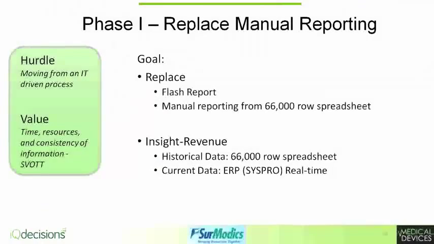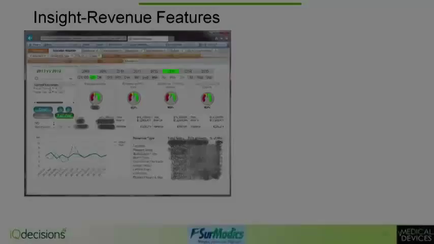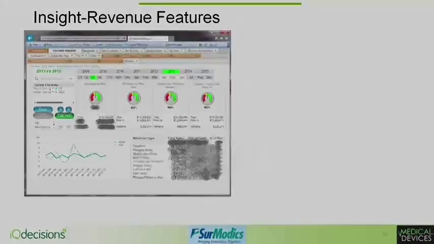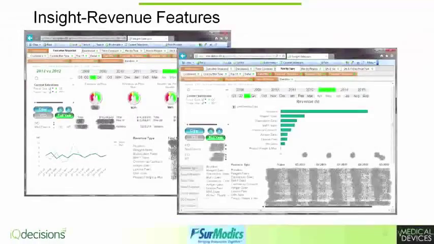Then we supplemented it with real-time data from our current ERP system. So now you have up-to-date information about what's happening in the organization. This is our executive snapshot. It gives you the ability to take a look at different time frames, and you can break it down here on the lower right corner as to what the percentages were for each of the different revenue types that we have in the organization. You then have the ability, as we mentioned before, to associate data.